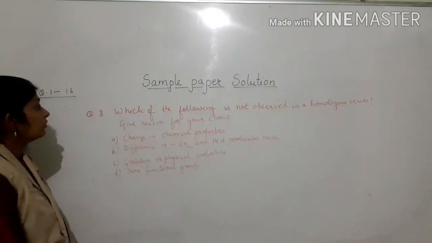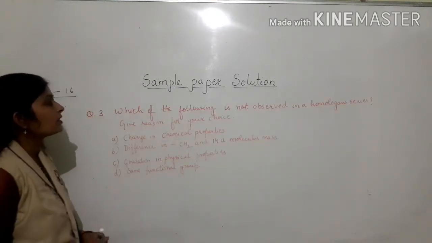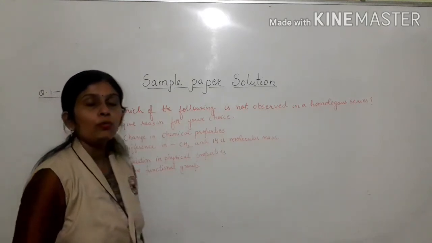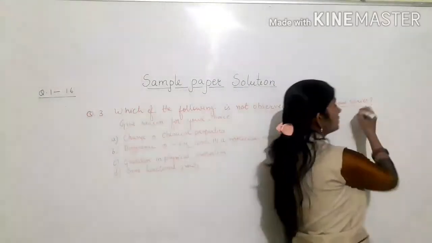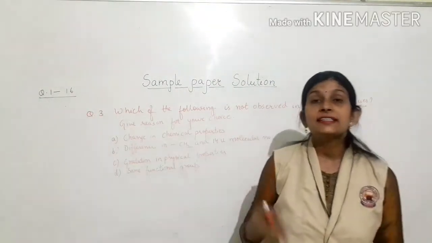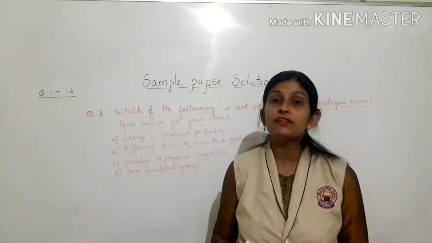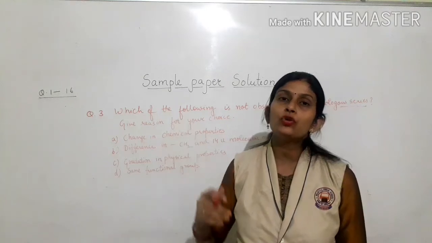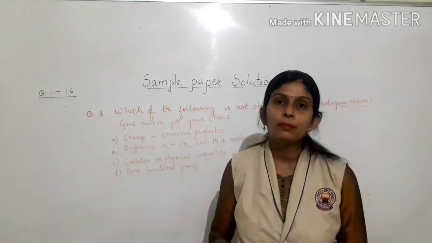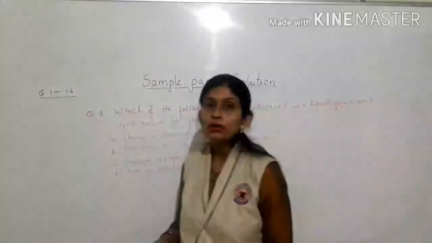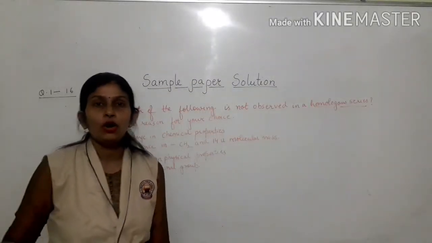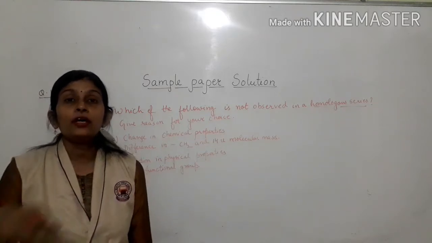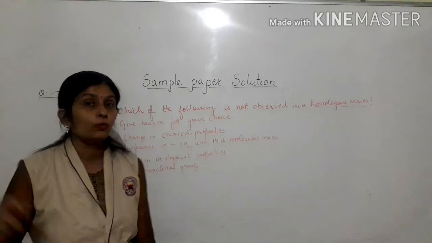Now third question. Which of the following is not observed in a homologous series? Give reason for your choice. See, homologous series is a series of same class of organic compounds in which two consecutive members differ each other by CH2 group or 14u mass. So in a homologous series, all the organic compounds are of the same type, belonging to the same functional group.